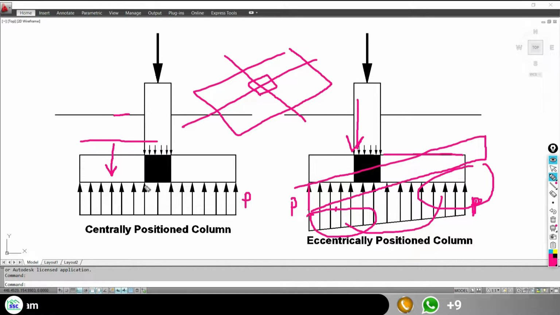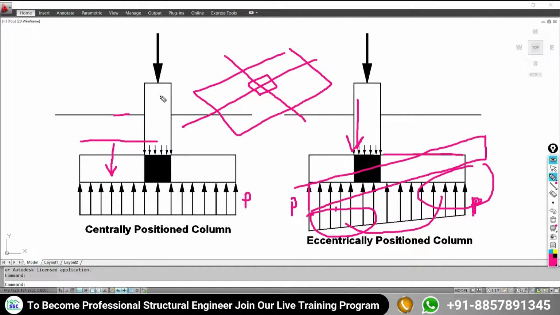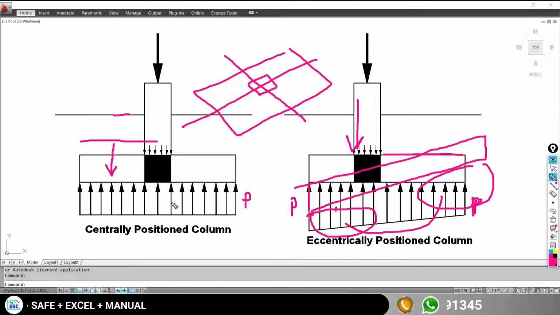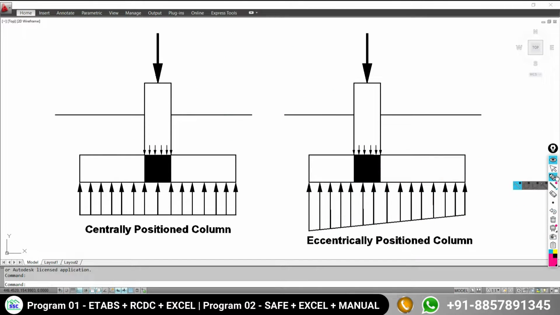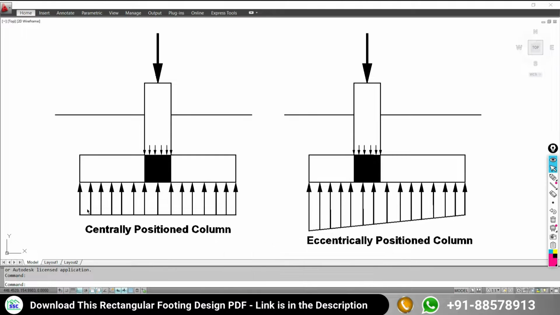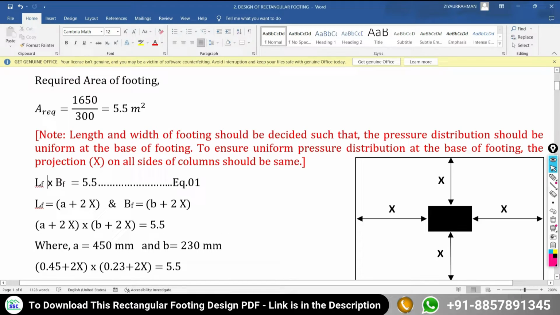But when you talk about a foundation with a centrally positioned column, we can ensure that the pressure distribution will be what? Uniform. Now here the question is, how can you ensure that your foundation will be subjected to uniform pressure distribution? One concept is there. If you apply that, we can ensure that the pressure distribution at the base of the footing will be uniform.